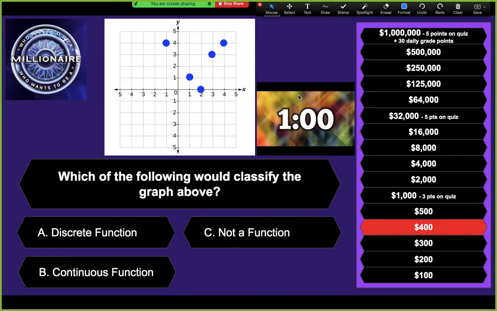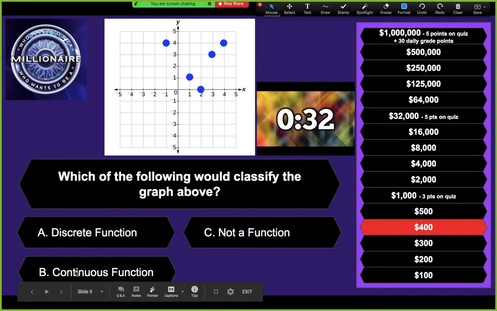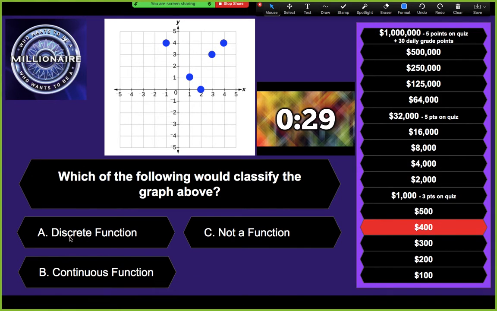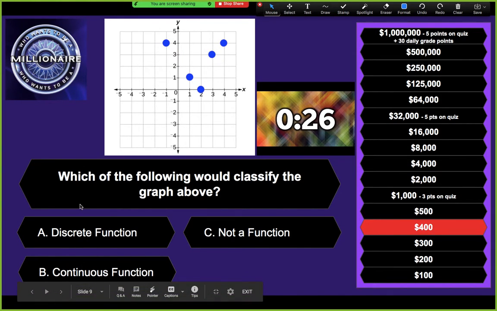Alright, moving on. For $400, I want you to look at this graph and tell me, do you think that this is a discrete function? Is this a continuous function? Or is this not a function? If it is not a function, it's because one x has multiple y's, meaning that your x repeats. If it is a function, you're going to tell me whether it's discrete or continuous. Discrete meaning that it's a bunch of little dots, and continuous meaning that it's a connected line. Alright, so if you need more time, pause it now. And now we're going to go over it.